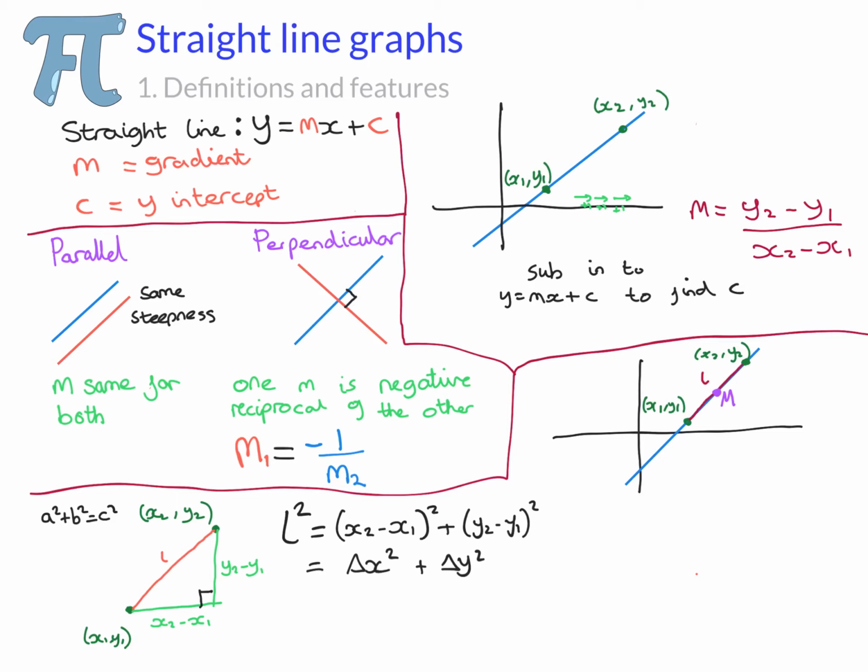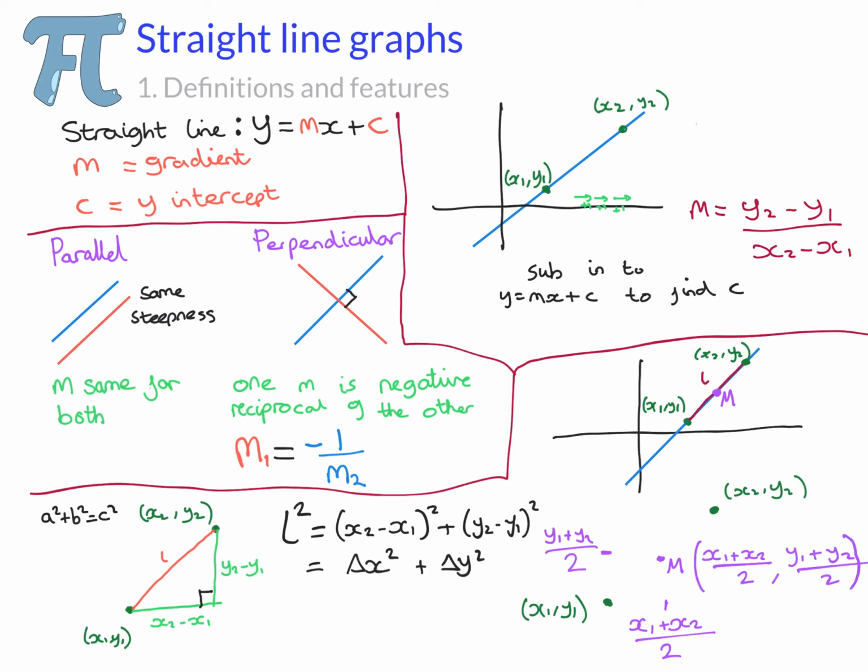The midpoint will lie halfway between these 2 points in both the x and the y directions. Therefore, we find the midpoint of the x and y coordinates separately and set these as the midpoint x and y coordinates. The midpoint of 2 coordinates is just their average, so we just add them together and divide by 2. Therefore, the midpoint has coordinates of x1 plus x2 over 2 and y1 plus y2 all over 2.